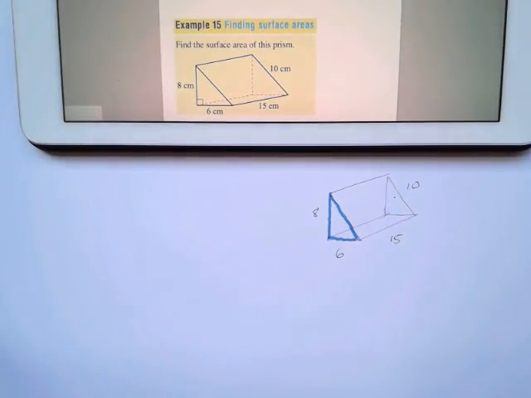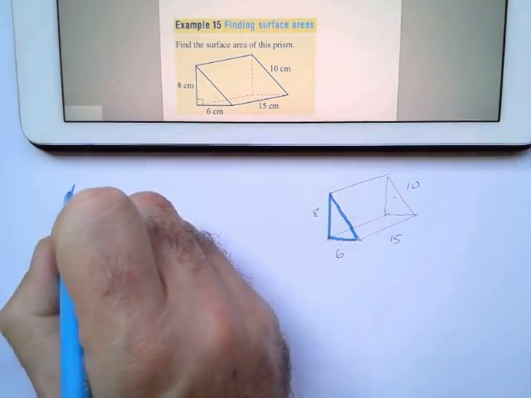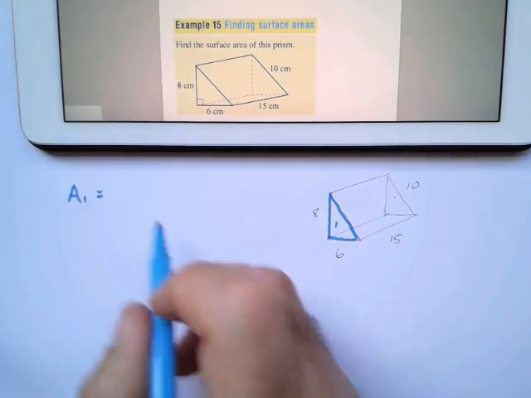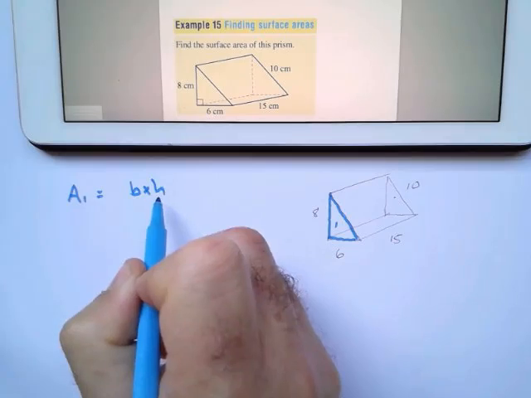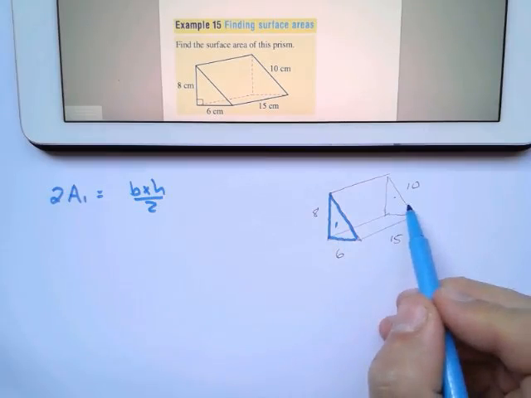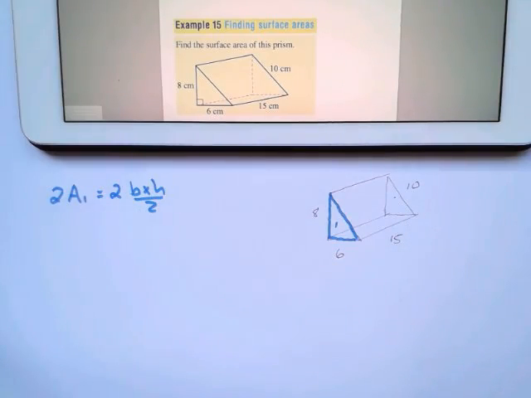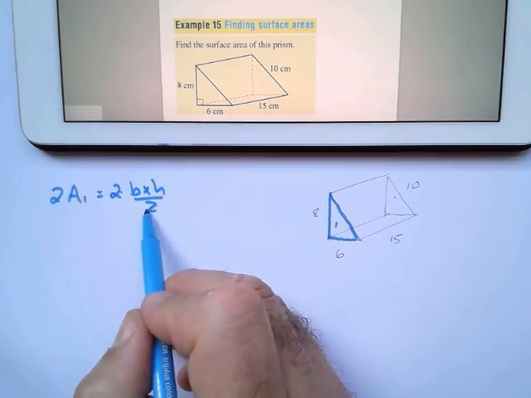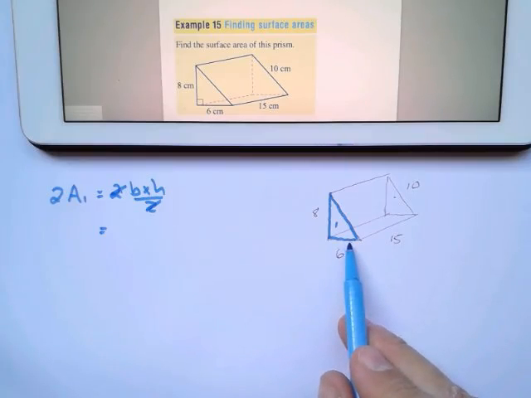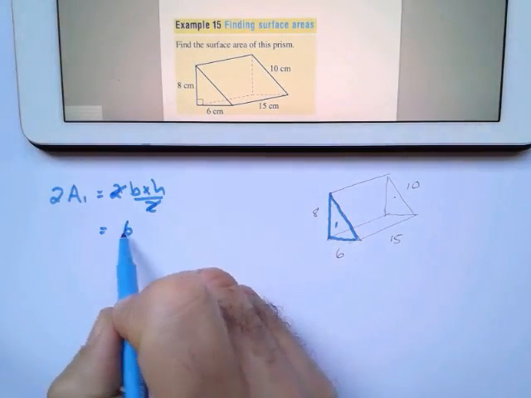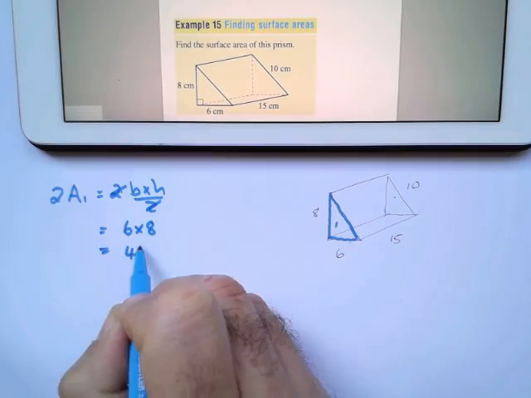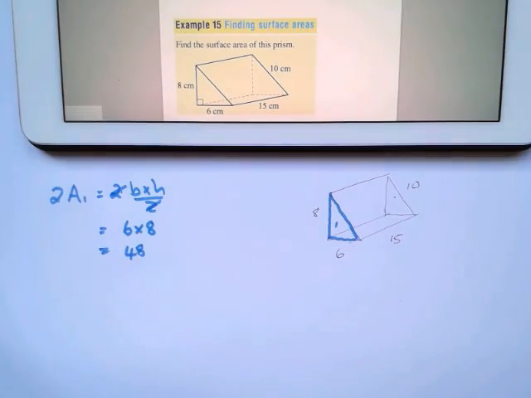So I'm going to start off by saying this is area 1, and area 1 for a triangle is base times height divided by 2. But there are 2 of these, because it's this one and that one, so I'm going to multiply this by 2. Now if I multiply by 2 and I divide by 2, they cancel. So that will be base times height. The base of this triangle is 6 and the height is 8, so it's 6 times 8, which is 48.